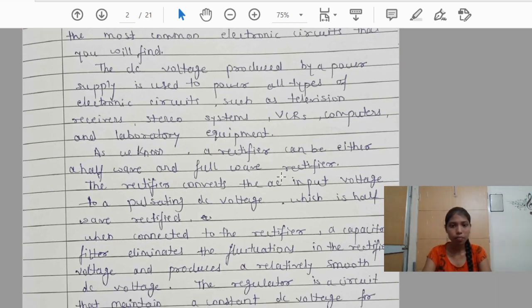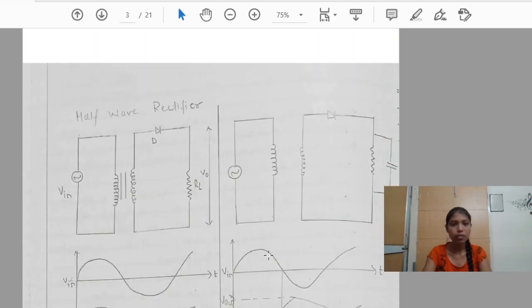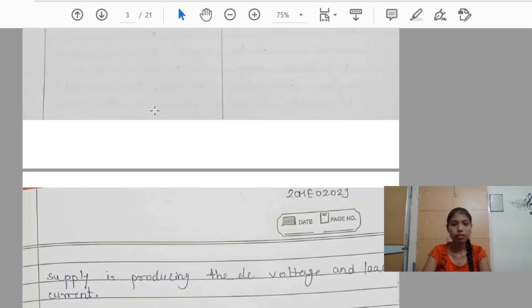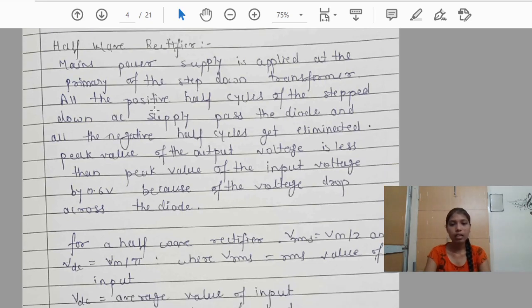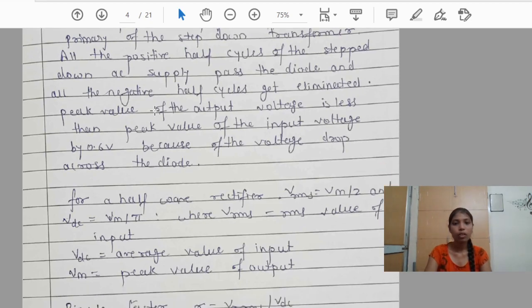This is the theory for it. This is the circuit diagram for a half-wave rectifier. What is a half-wave rectifier? Power supply is applied at the primary of the step-down transformer. All the positive half cycles of the step-down AC pass through the diode, and all the negative half cycles get eliminated. The peak value of the output voltage is less than the peak value of the input voltage by 0.6 volt because of the voltage drop across the diode.